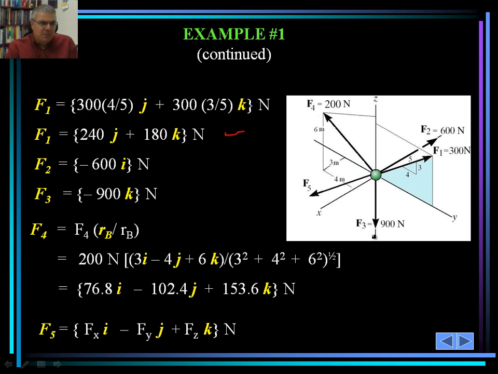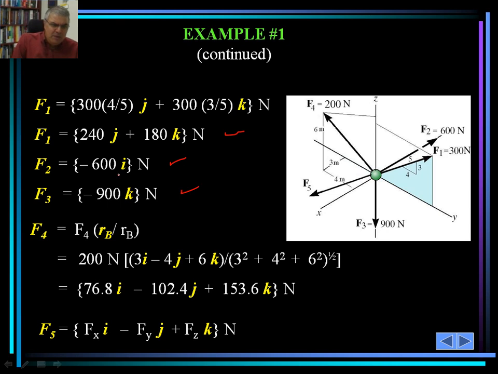For force F2, or F sub 2, it is 600 Newton, and it is explicitly applied in the X direction, except in the negative X direction. So the force F2 must be minus 600 I Newton. Remember, the plus and minus signs are extremely important in this case. F sub 3 is acting in the negative Z direction, and it is minus 900 K.